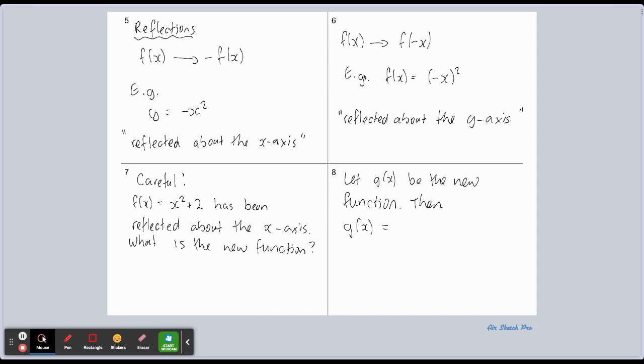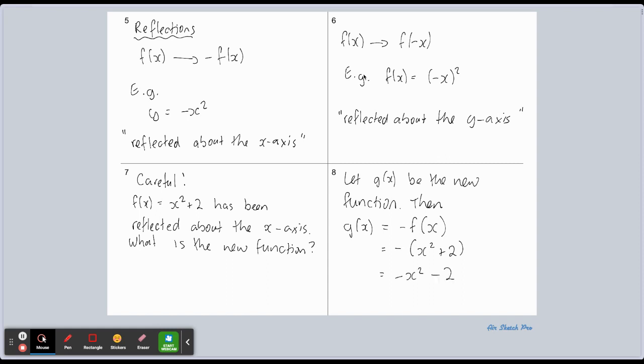Now, I've just started off by saying let g of x be the new function. So I'm going to spell this out. You don't normally spell it out as much as this, but I'm going to do it for this video. Then what are we saying? We're saying that g of x is going to be given by not changing the x-coordinate, but changing the y-coordinate. And f of x is the y-coordinate. So g of x equals negative f of x. But f of x is x squared plus 2. So it's negative, x squared plus 2. And that is equal to negative x squared minus 2.